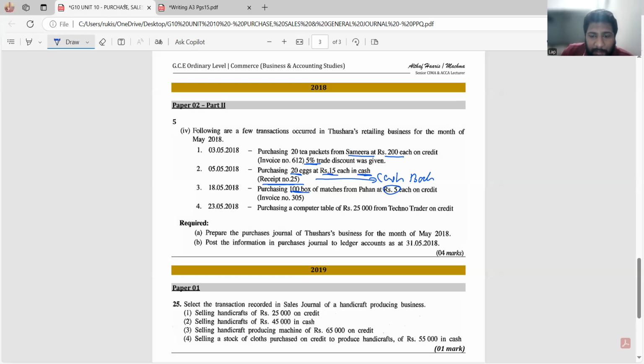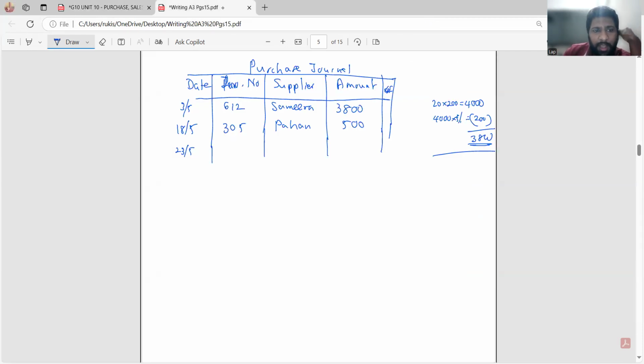Purchasing a computer table. It's a non-current asset. Non-current asset purchased on credit will go to the general journal. So this one we shouldn't take. Because the second is going to the cash book, and the fourth should go to the general journal. They're asking us under the purchase journal, so only two are there.